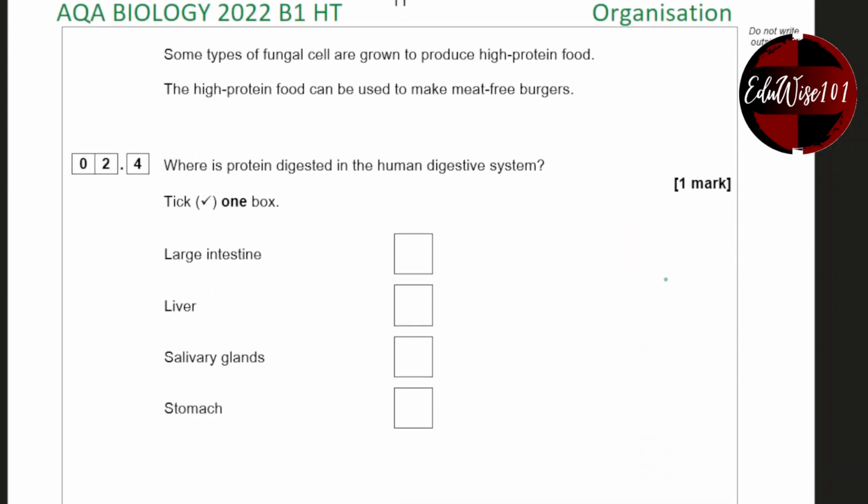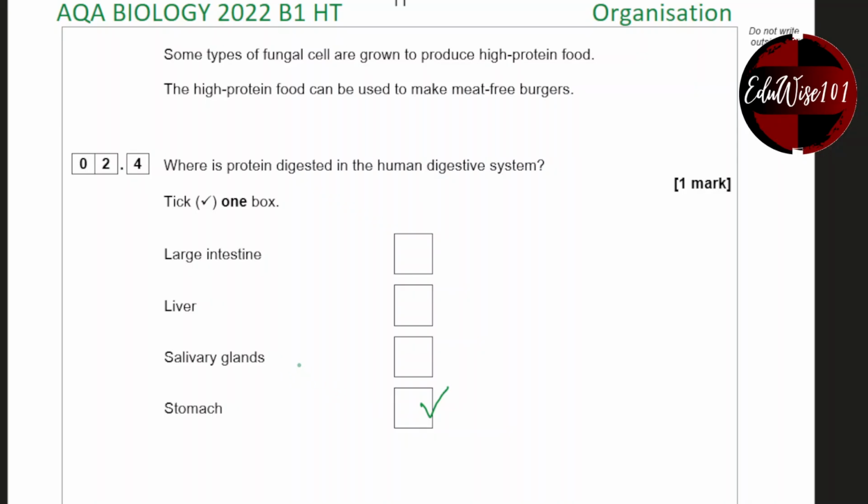Some types of fungal cell are grown to produce high protein food. The high protein food can be used to make meat-free burgers. Where is protein digested in the human digestive system? That's mainly in the stomach, where pepsin is produced. In the salivary glands, it's actually carbohydrates such as starch, which is digested by amylase.